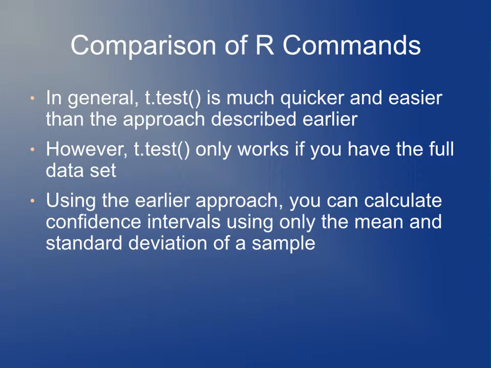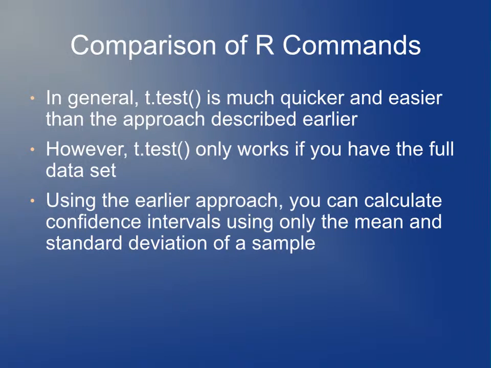So why would you ever want to do the mean plus qt times SD thing that I did earlier when we can just use t.test? The answer is most of the time there isn't much reason to do that, if I'm being honest. The t.test is what I use in practice the vast majority of the time because it's quicker and easier and you're less likely to make mistakes.